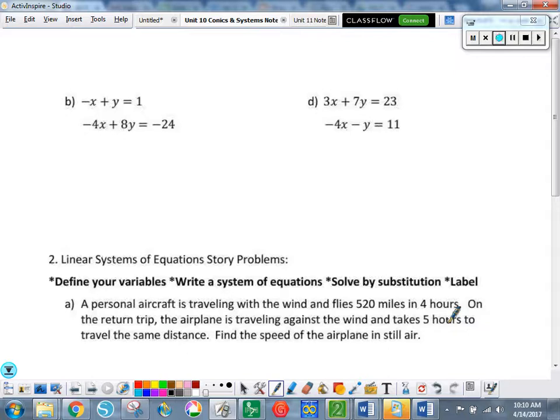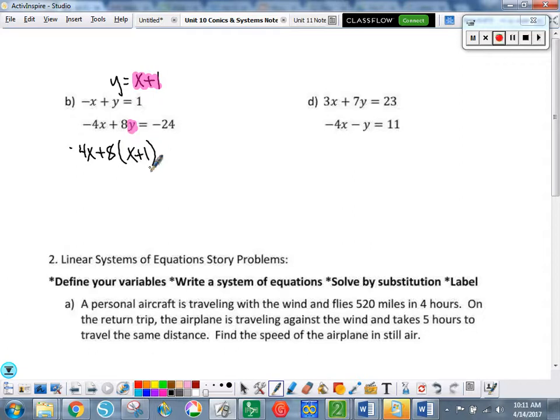All right, let's go back to this one. I want to get y by itself, so you have to get rid of that minus x. What do you do? Add x. So this is what y equals. Go to the other equation, because if you were to plug it back into this equation, it wouldn't work. Everywhere there's a y, you put x plus 1. So negative 4x plus 8 times x plus 1.